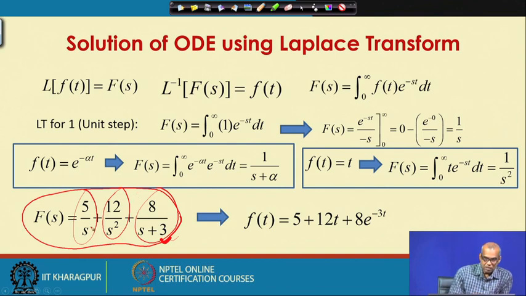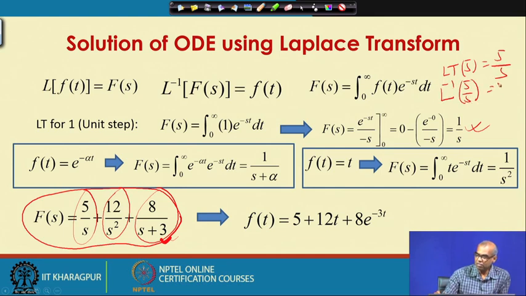Now, look here, Laplace transformation of unit step is 1 by s. So, Laplace transformation of 1 is 1 by s. So, Laplace transformation of 5 is 5 by s. So, if Laplace transformation of 5 is 5 by s, the inverse Laplace transformation of 5 by s will be 5.